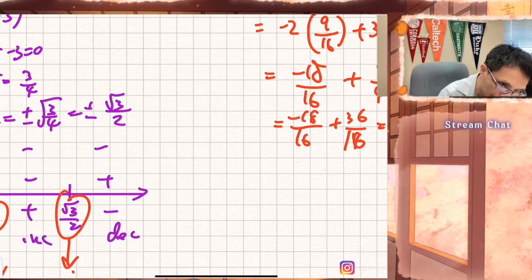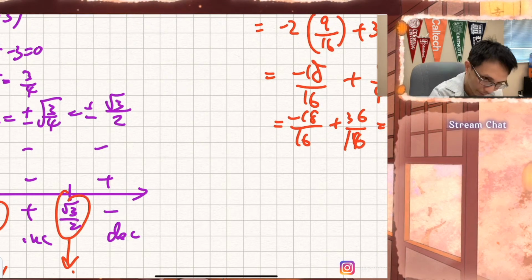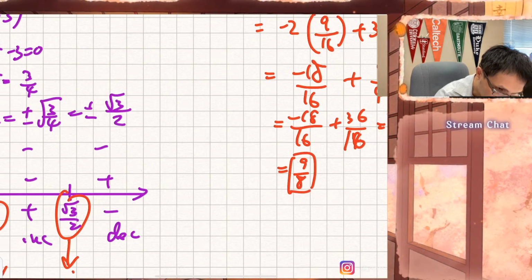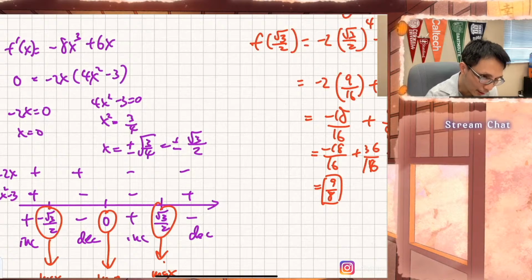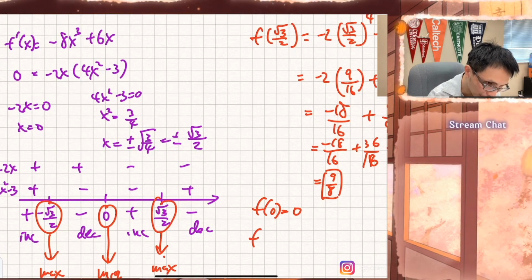So it'll be 9 over... wait, what's it gonna be? 9 over 8. 9 over 8. Okay, so the 9 over 8 is nice. F of 0 is also going to be 0. That's the easiest one to evaluate.